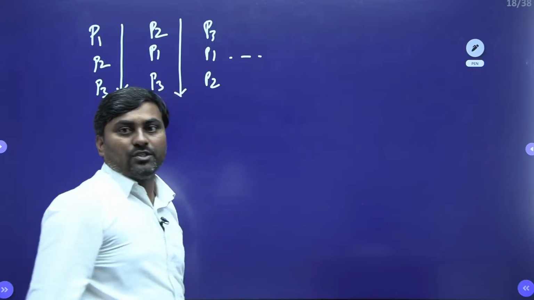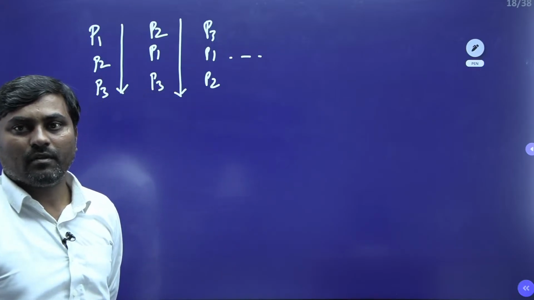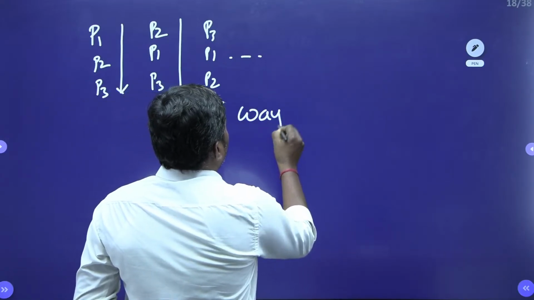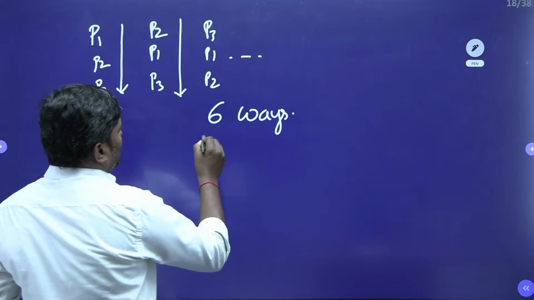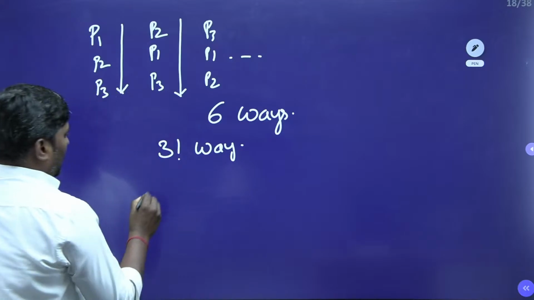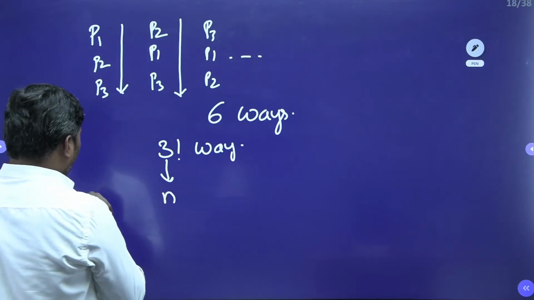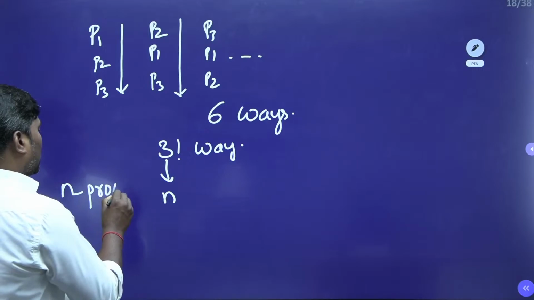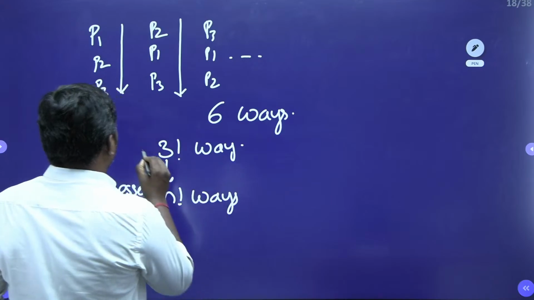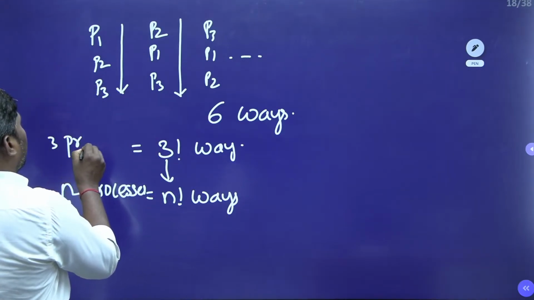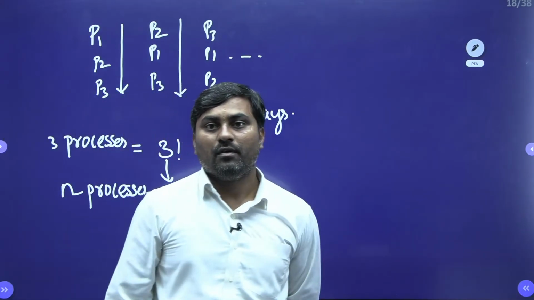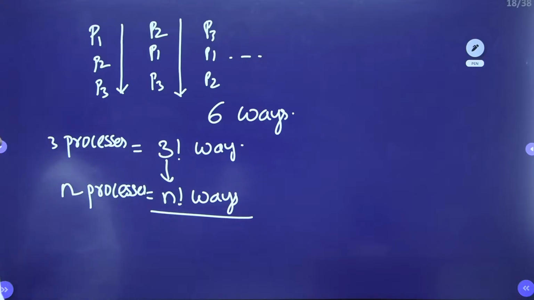Tell me how many ways we can schedule it. Is it not 6 ways? So this is nothing but 3 factorial ways we can schedule, right? Suppose I take n processes, then n factorial ways, yes or no? If I take 3 processes, 3 factorial ways; n factorial ways we can schedule it. Yes, you are right.